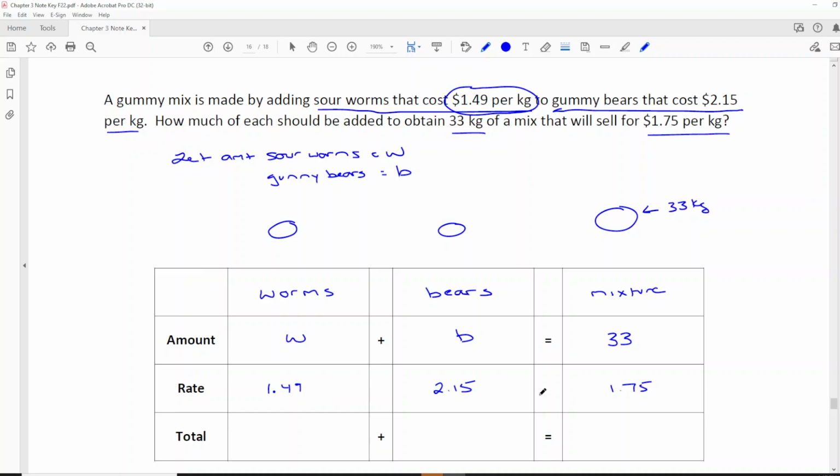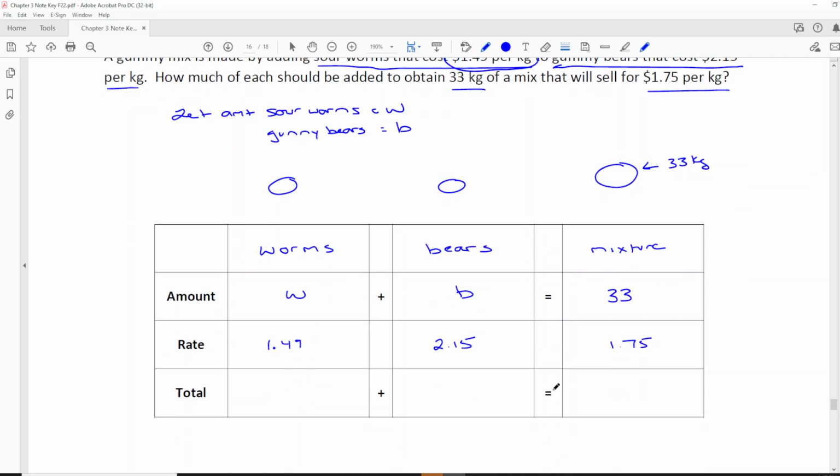So what are we going to do with this? Well, there's no variables, so let's figure out the total price. The total price of my gummy worms is going to be $1.49 times however many kilograms of worms I have, so $1.49 W. My total price of the bears is going to be $2.15 per kilogram times the kilograms of bears. And then the price of my mix is $1.75 times, I know that I have 33 kilograms of mix. So this becomes equation 1, this becomes equation 2.